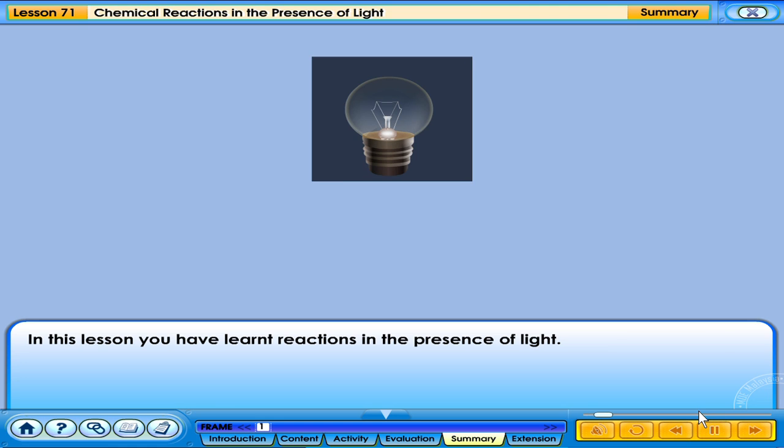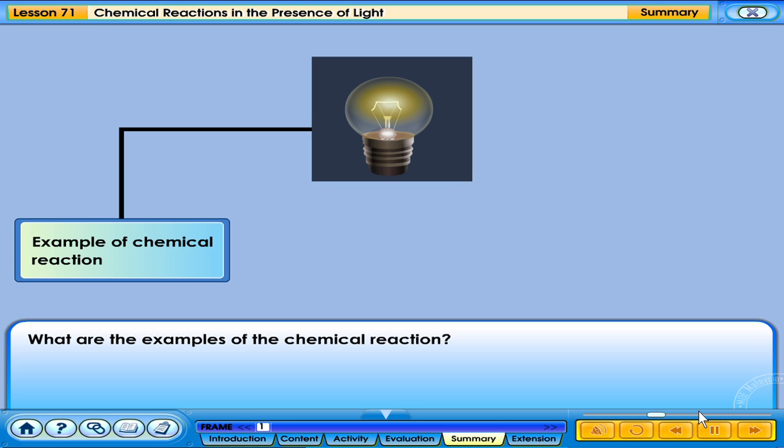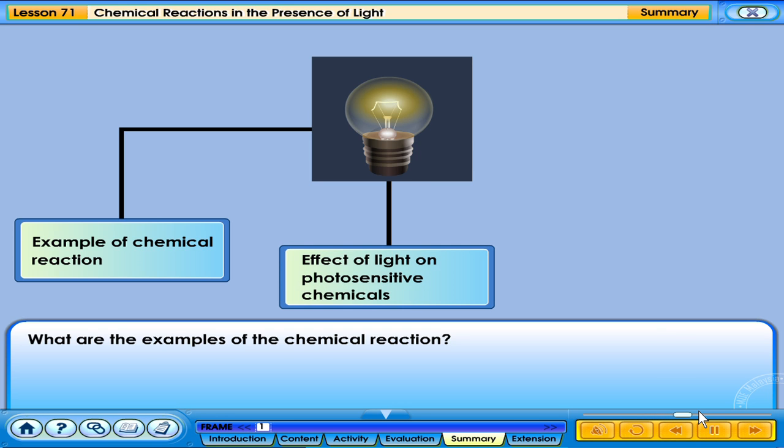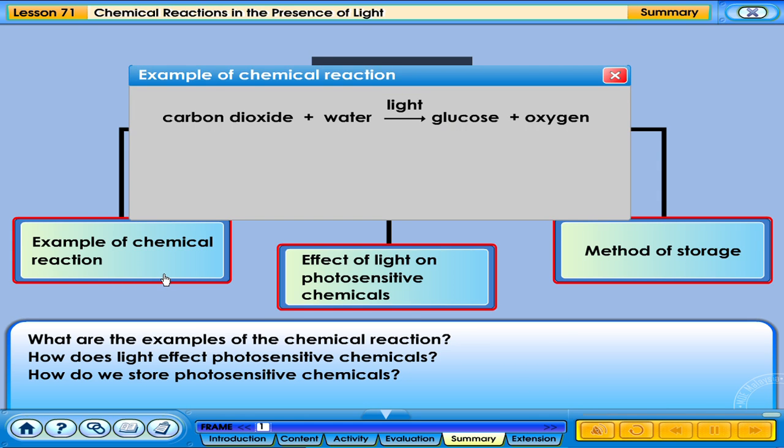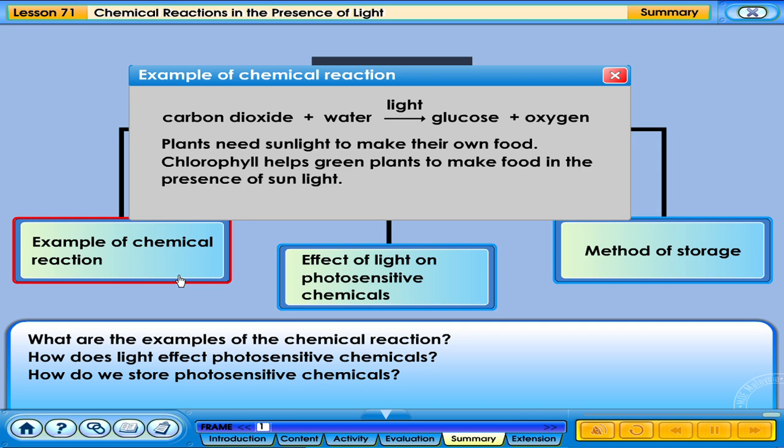In this lesson, you have learned reactions in the presence of light. What are the examples of chemical reaction? How does light affect photosensitive chemicals? How do we store photosensitive chemicals? Carbon dioxide reacts with water in the presence of light to form glucose and oxygen. Plants need sunlight to make their own food. Chlorophyll helps green plants to make food in the presence of sunlight.